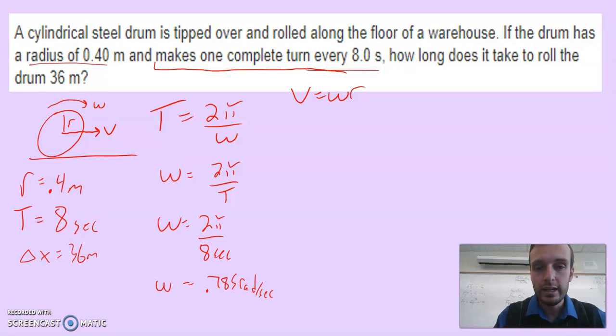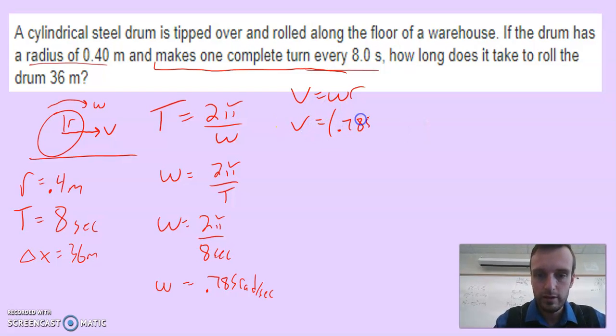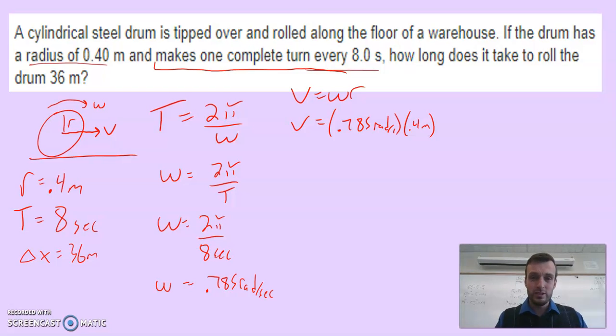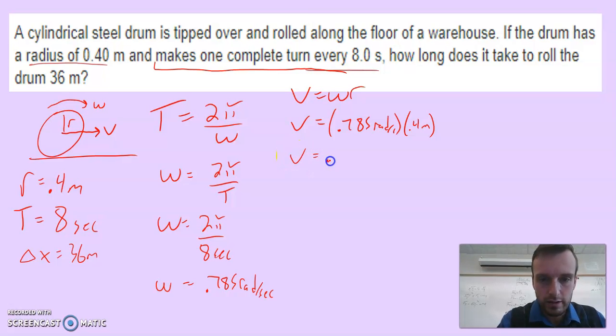But we did come up with this identity. And so that means that our linear or translational velocity can be calculated by doing our 0.785 radians per second times our radius, which is 0.4 meters. And if you look at those units carefully, it's going to be radians times meters over seconds. In this case, the radians kind of just go away. And so 0.785 times 0.4, that's going to be a translational or linear velocity of 0.314 meters per second.